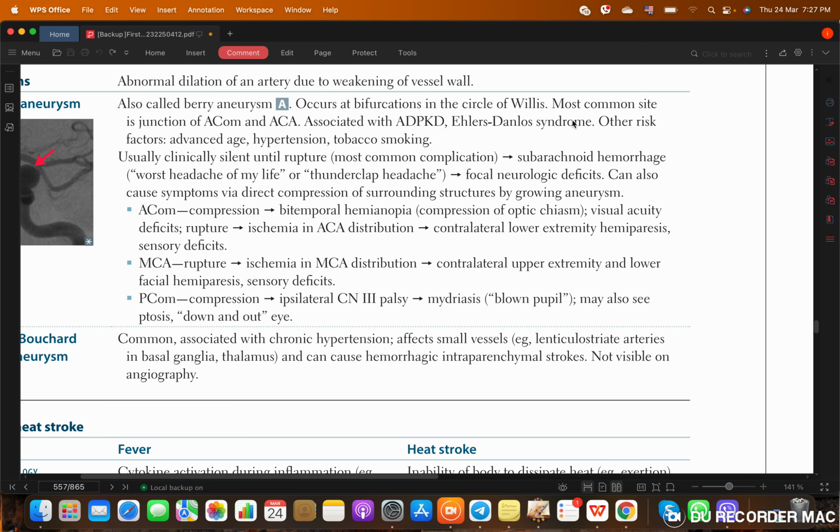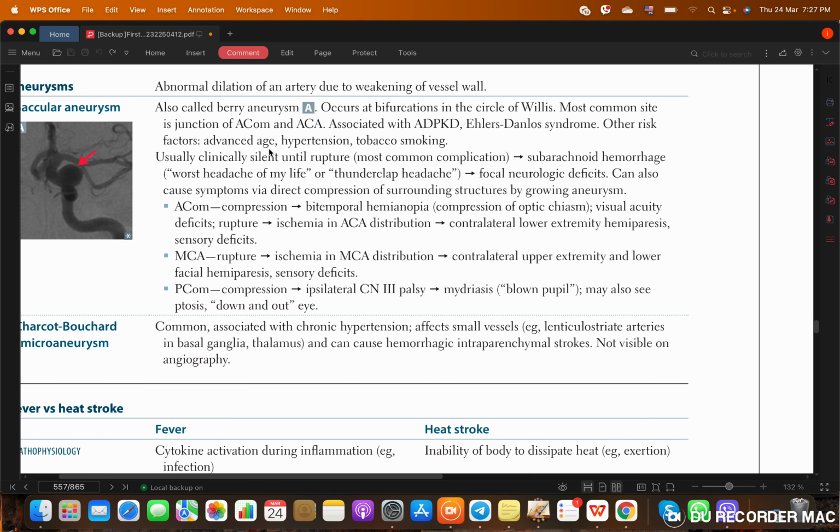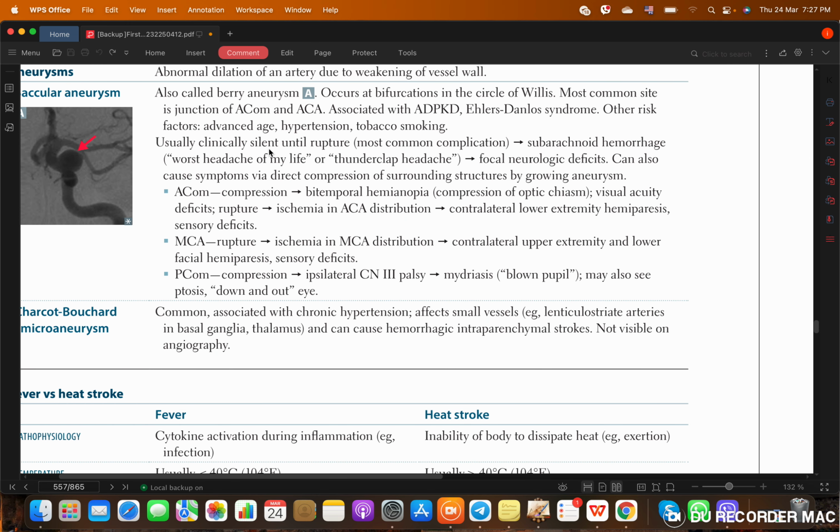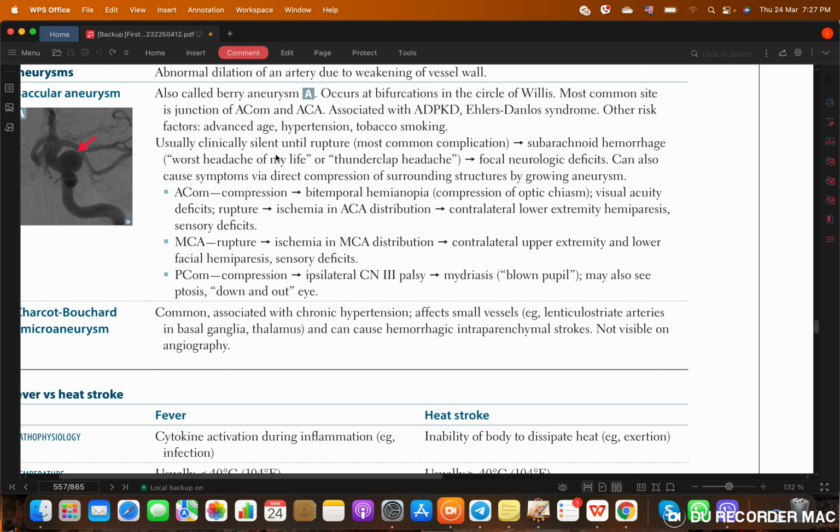Ehlers-Danlos syndrome, a connective tissue disorder, and other risk factors include advanced age, hypertension, and tobacco smoking. Okay, usually clinically silent until it ruptures, which is the most common complication. Basically, any aneurysm has a risk of rupture.